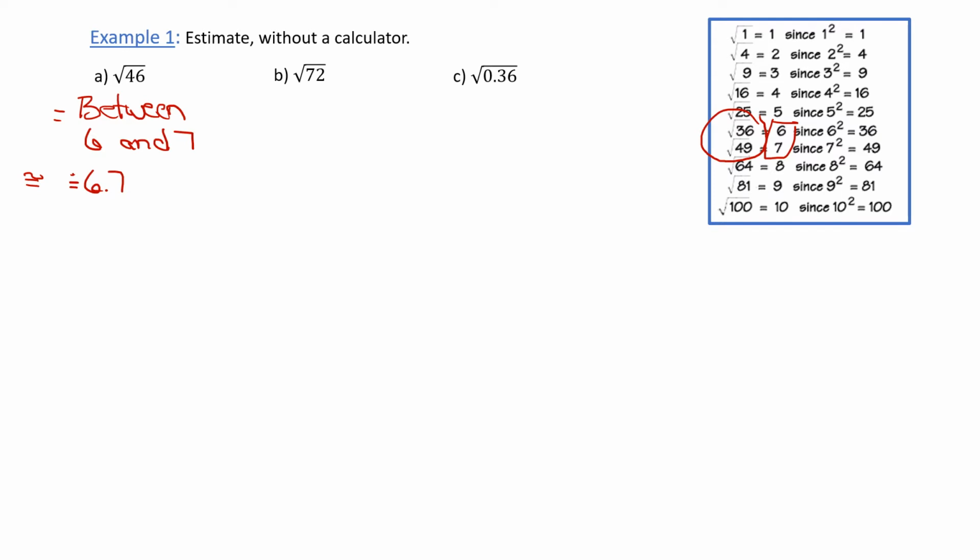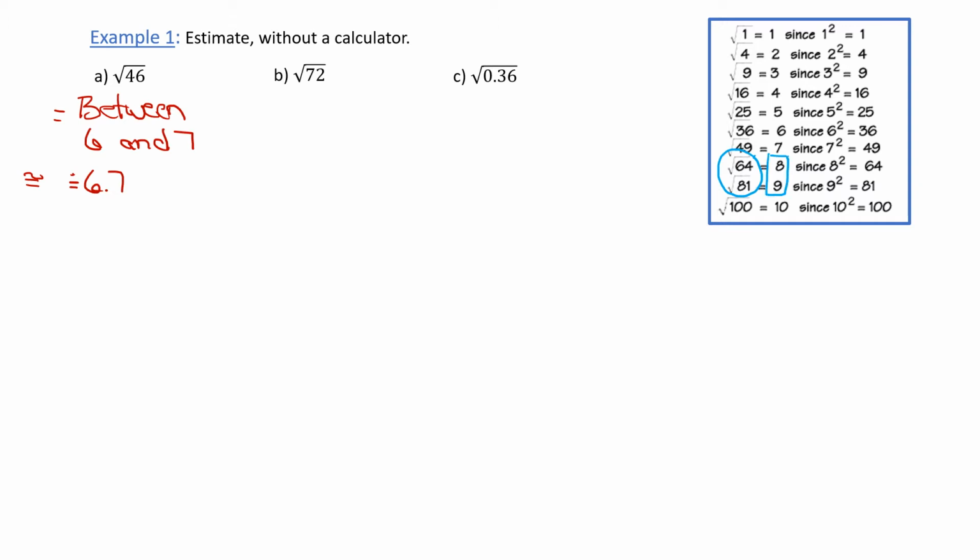Second one is the square root of 72. So let me erase what I have on my chart here. Square root of 72. You won't be given this chart here on the right. You need to know these numbers. The square root of 72 is somewhere in between the square root of 64 and the square root of 81, which means my answer is going to be 8 point something.